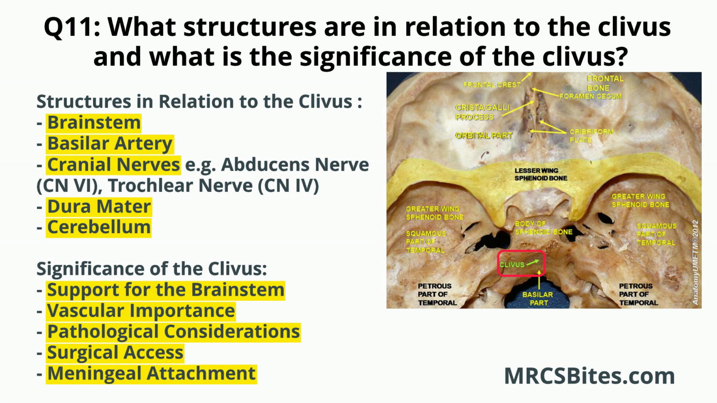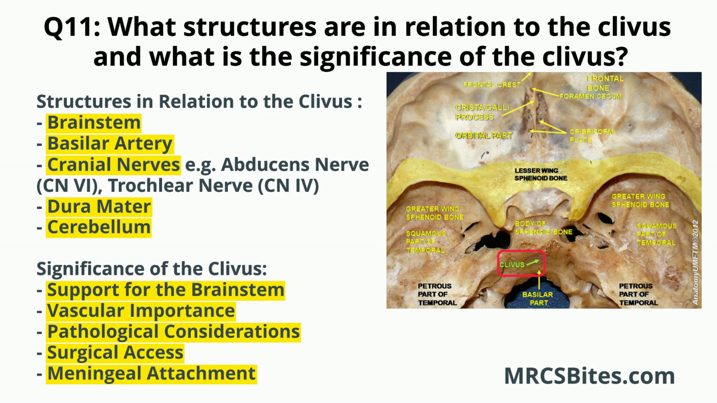Any pathology affecting the clivus, such as tumors or fractures, can impact these vessels and the blood supply to the brain. Tumors such as chordomas can develop in the clival region. These tumors can compress the brainstem and cranial nerves, leading to various neurological deficits. The clivus is also a site of concern in cases of skull base fractures, which can impact the adjacent vascular and neural structures. The clivus is a key landmark in neurosurgery.